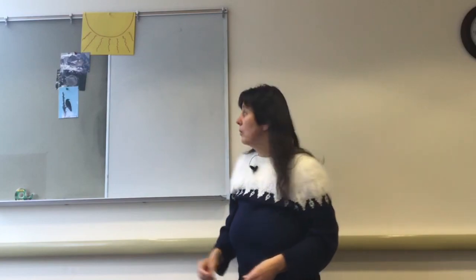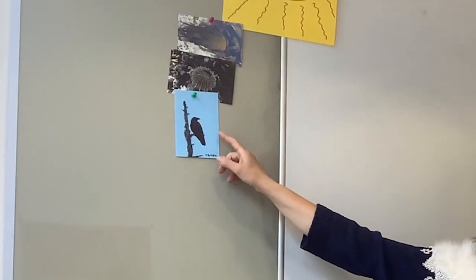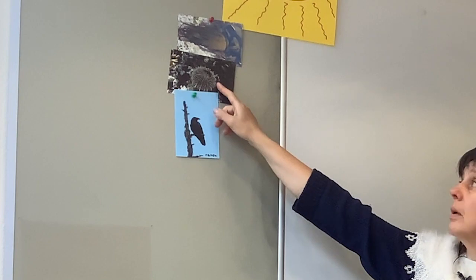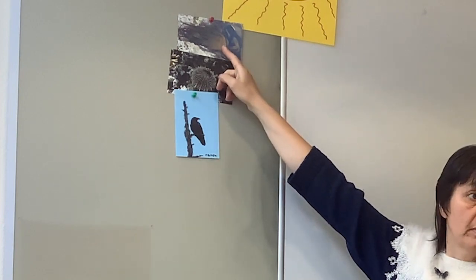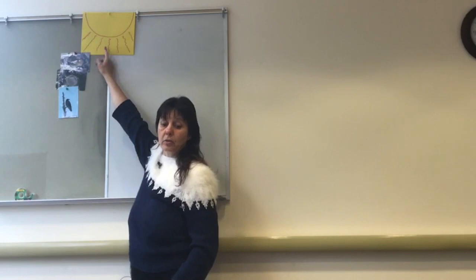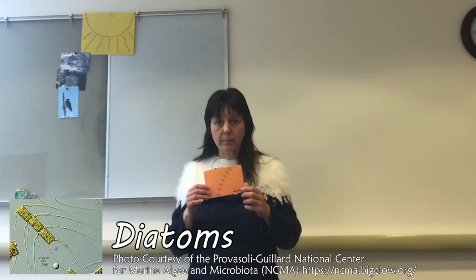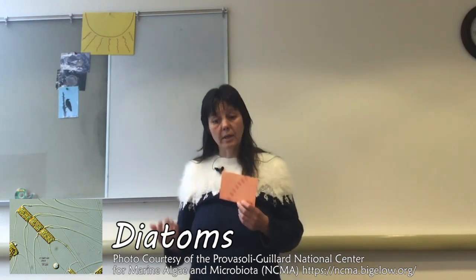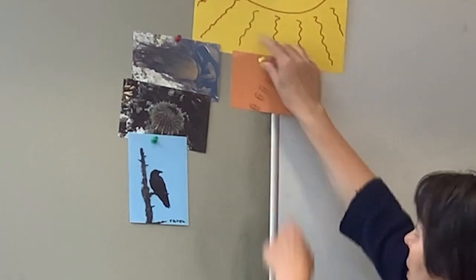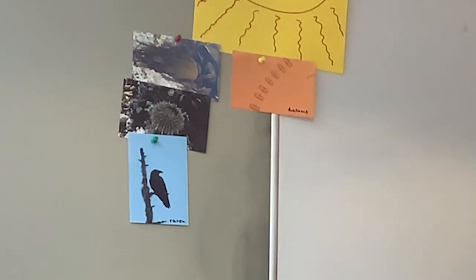And now we have a little food chain. We have a raven that ate a sea urchin, which ate the kelp, which used the sunlight to grow. That's a very simple and very short food chain. Let's try another one. This time we're going to start with diatoms. Remember, diatoms and dinoflagellates were some of the kinds of phytoplankton in the ocean. So diatoms also use sunlight and nutrients to grow.